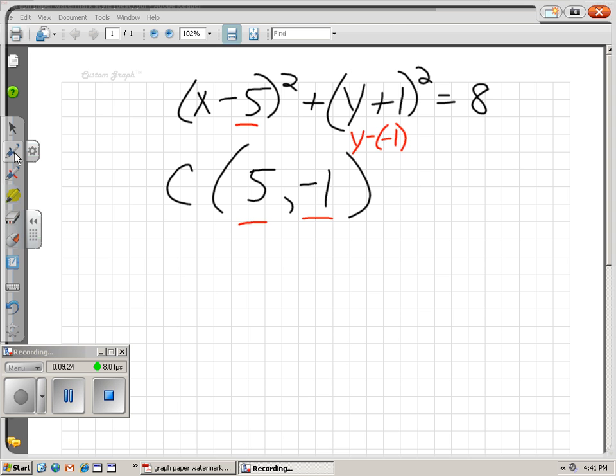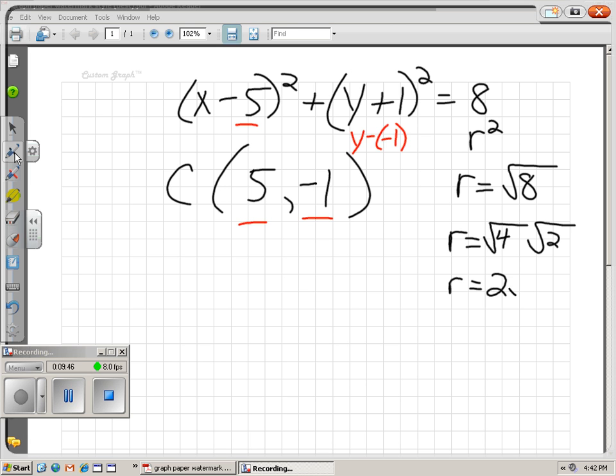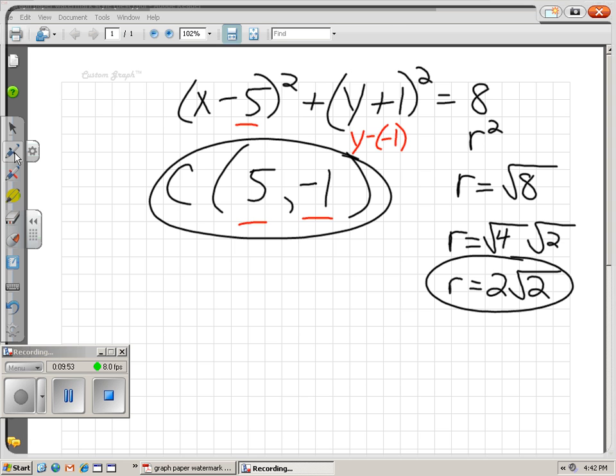What is our radius? Well, our radius, 8 has to be something squared. Another way of thinking about that is our r is the square root of 8. Now, r can be simplified. Square root of 8 can be simplified to square root of 4, square root of 2. So r in the simplified expression is 2 radical 2. Here's our center. Here's our radius, 2 radical 2.